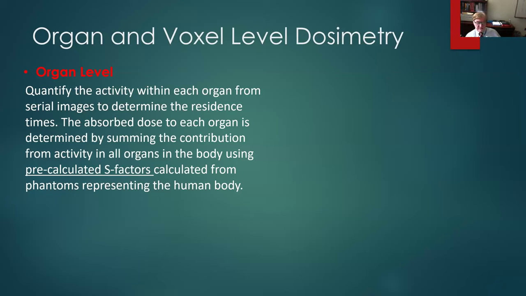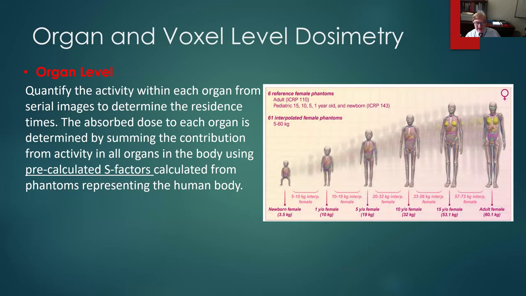What is shown here is a similar organ-based dosimetry. I wanted to say something else. Let me just reframe my thoughts. So at organ level dosimetry, we quantify the activity within each organ using serial gamma camera images, and determine the organ residence time. And the absorbed dose to each organ is then determined by summing the contribution of the activity of all organs in the body using pre-calculated S factors for standard organ dimensions.